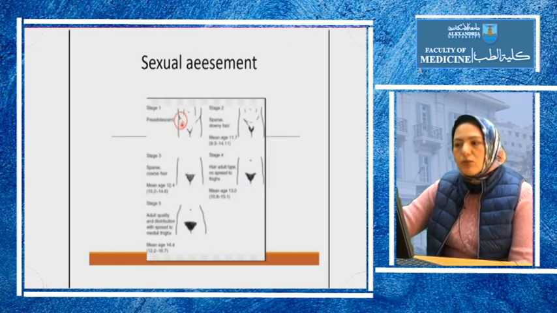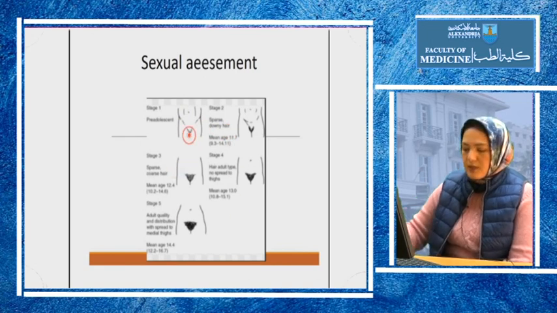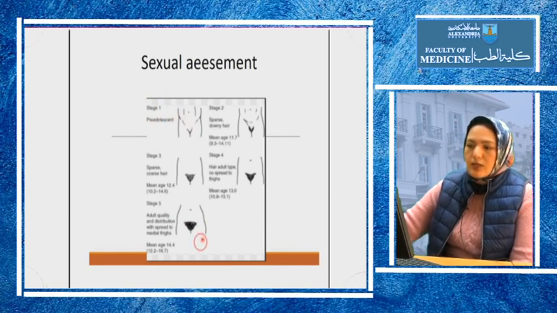In females or girls, we assess the sexual assessment by breast development and by the pubic hair distribution. Again, we divide the pubertal stages into five main stages according to the pubic hair distribution and the breast development. It ranges from the infantile or pre-adolescent stage up to the adult stage.